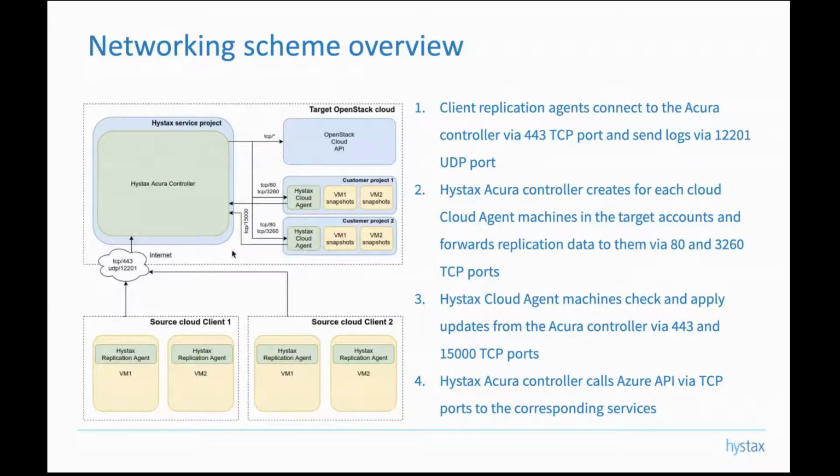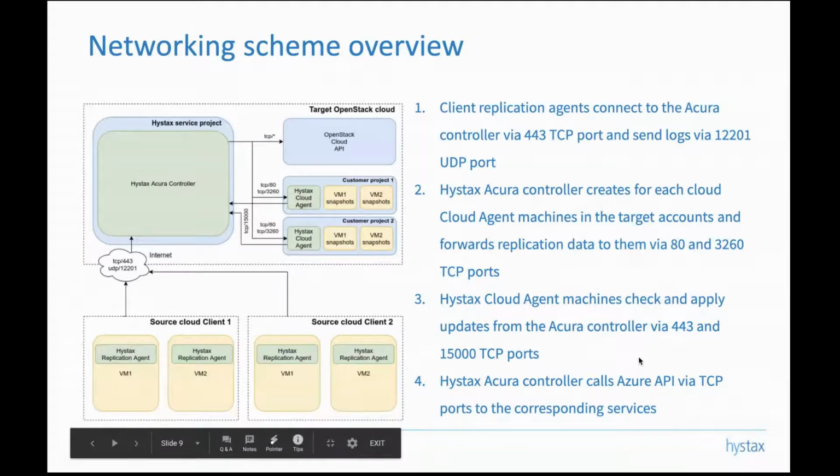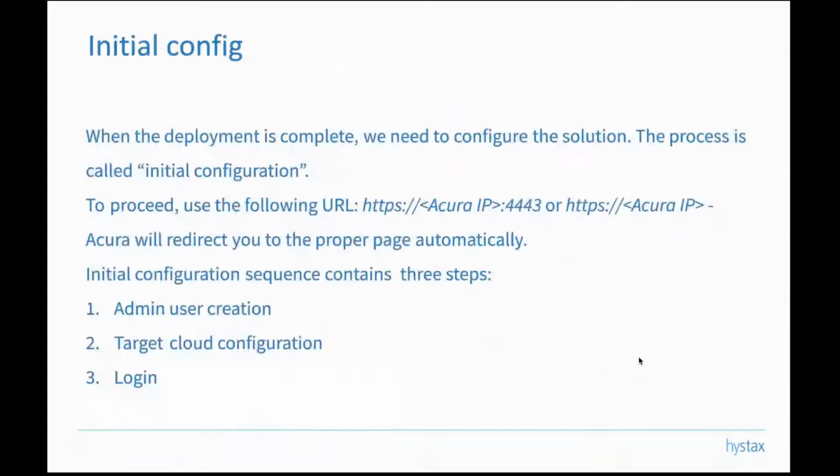And via this 15,000 port, Cloud Agent communicates with the controller itself and gets the update once it's available from the controller side, because the update itself is most related to the controller, and right after that it's spread to the external services, to the external Acura services. Mostly that's it about the scheme and the initial configuration of the solution.